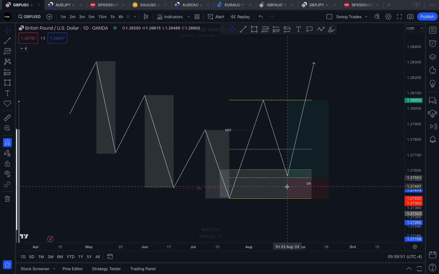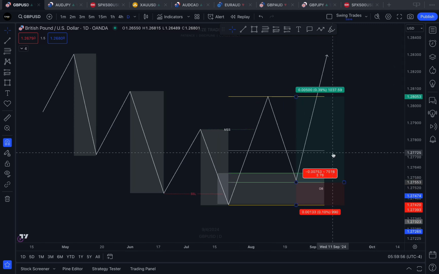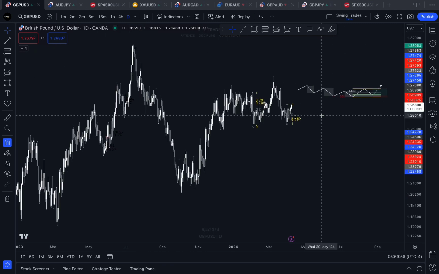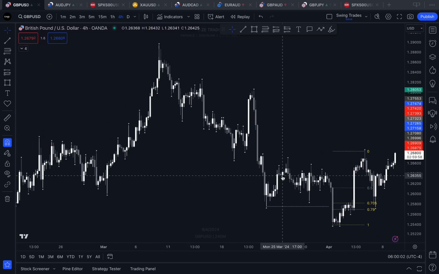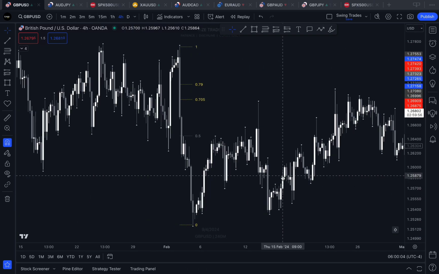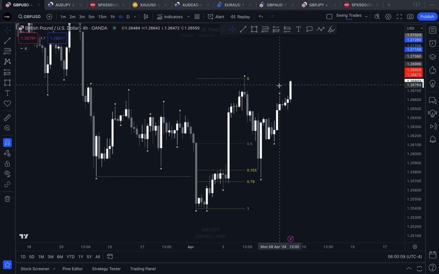Okay, but obviously entries are always at the fib levels, as I've mentioned previously. So if we take a look at some examples of this setup playing out, we jump down onto the 4 hour here on GU. We can see this setup here, obviously a recent one that's just about to hit profit at time of recording this.